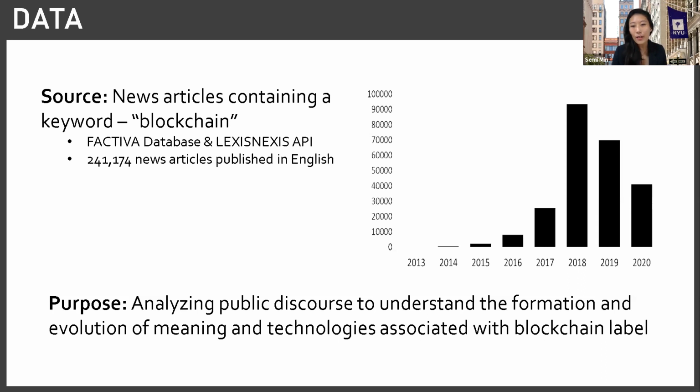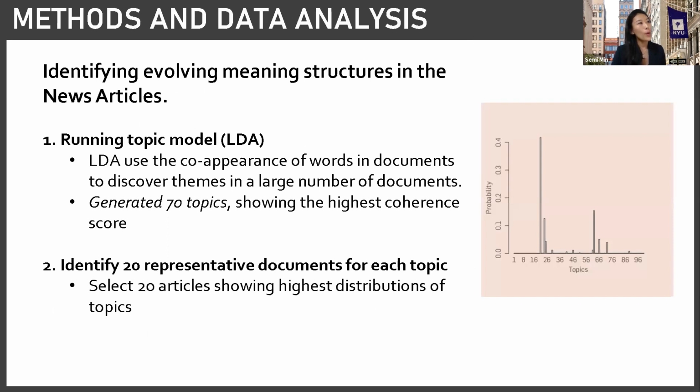I collected around 240,000 articles from 2 different databases, Factiva and LexisNexis. The purpose of this analysis is analyzing the evolving meaning structure associated with the label blockchain in the public discourse. In order to identify the evolving meaning structure, I ran the LDA topic model algorithm on our dataset. The output of LDA is the list of topics that enable scholars to identify, quickly summarize and visualize a large corpus without reading the documents in detail.